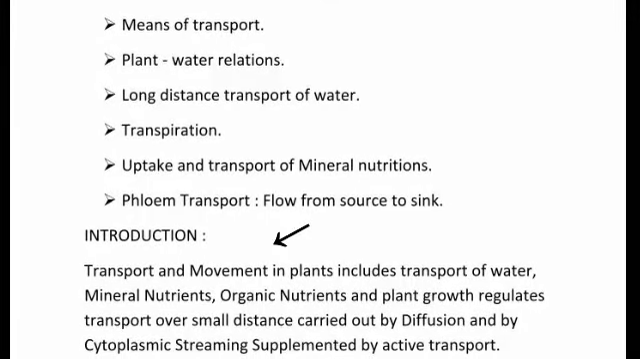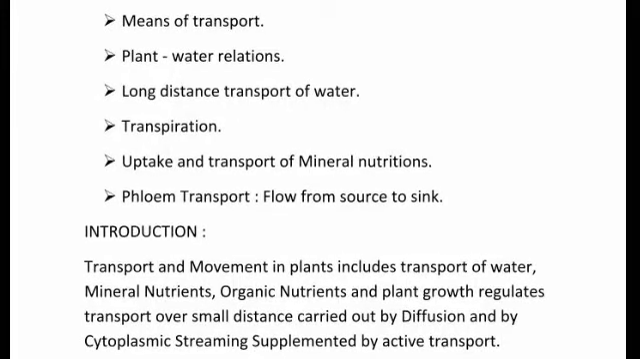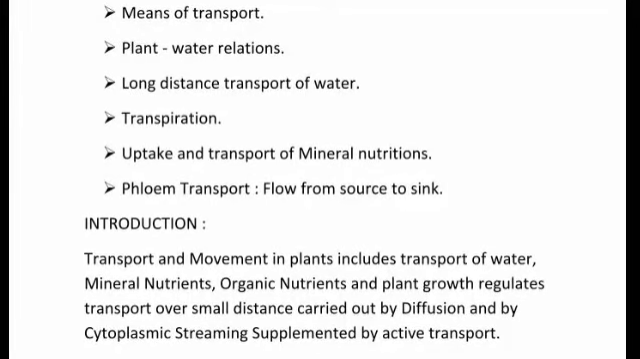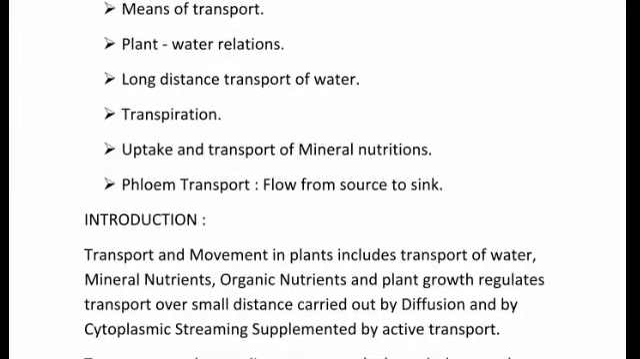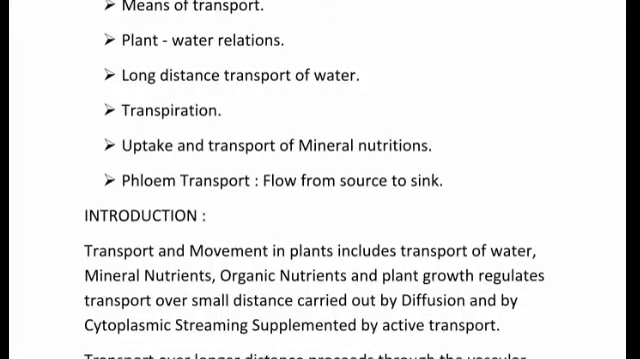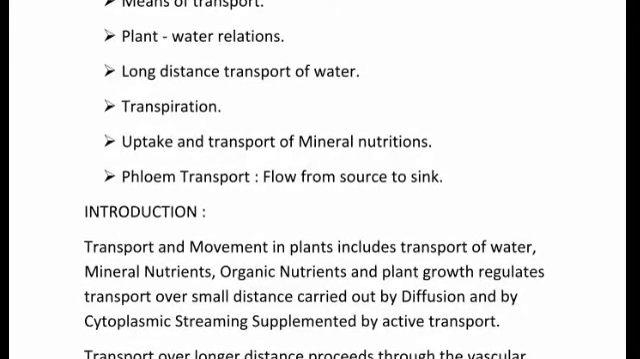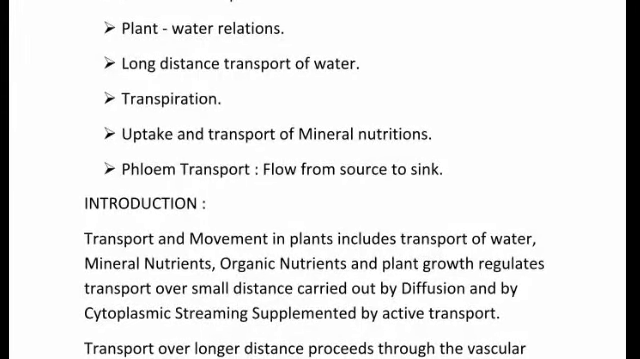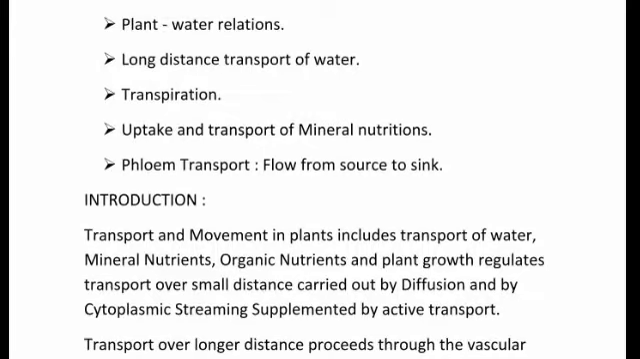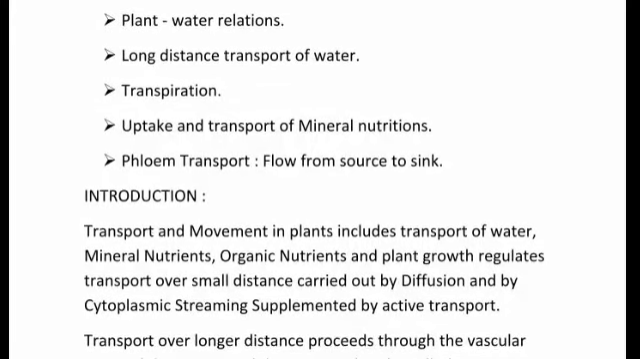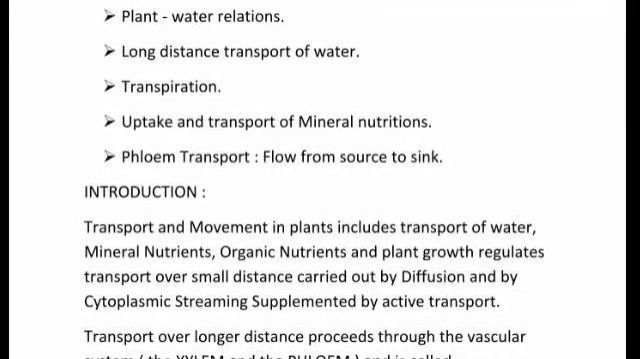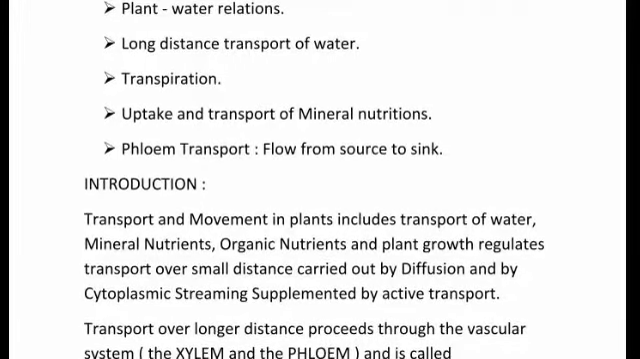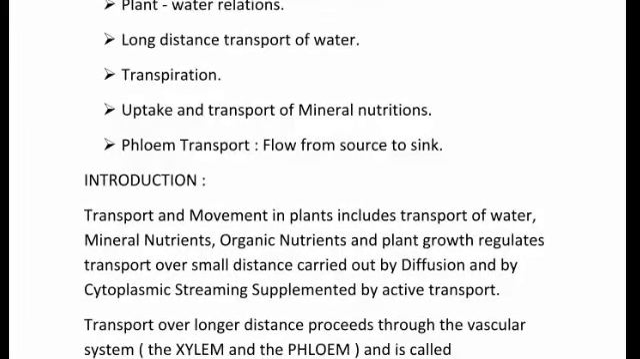Transport and movement in plants includes transport of water, mineral nutrients, organic nutrients, and plant growth regulators. Transport over small distance is carried out by diffusion and by cytoplasmic streaming, that is supplemented by active transport. So active transport means the transportation of substances by using energy in the form of ATP.